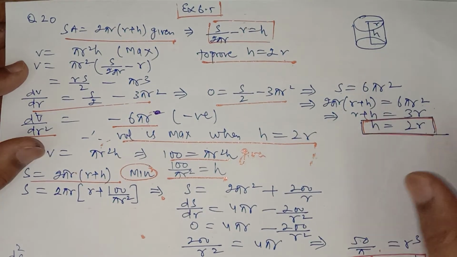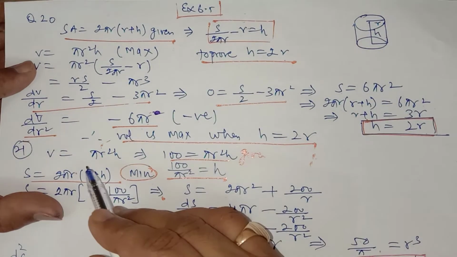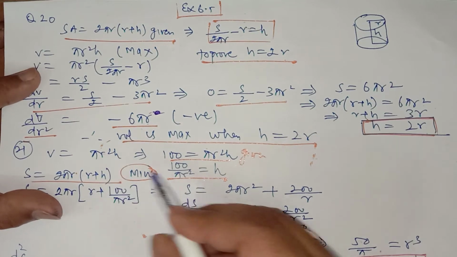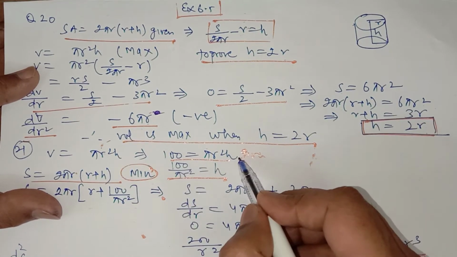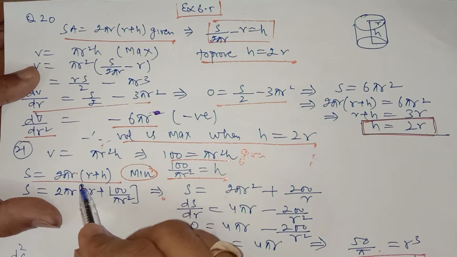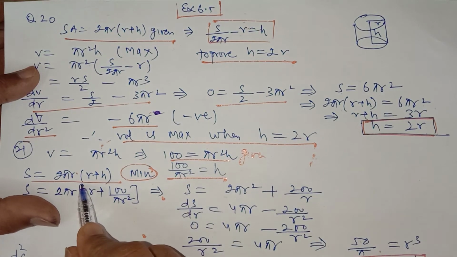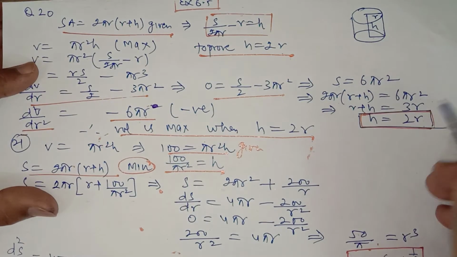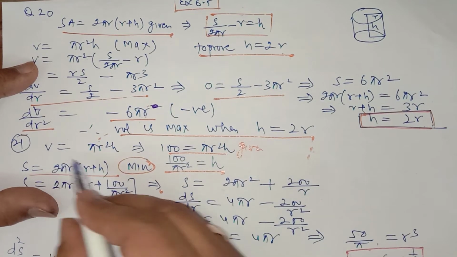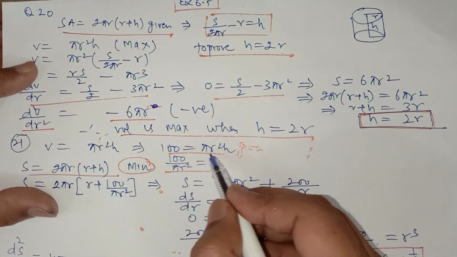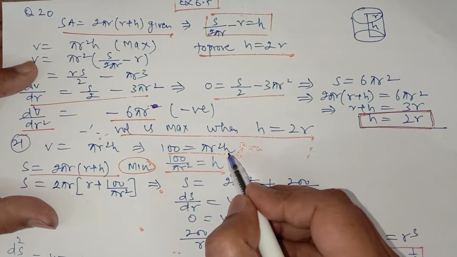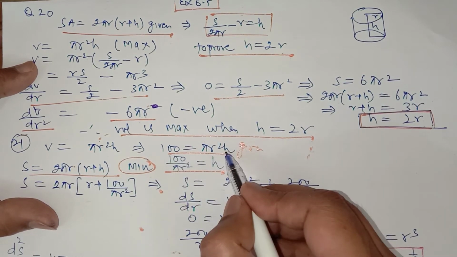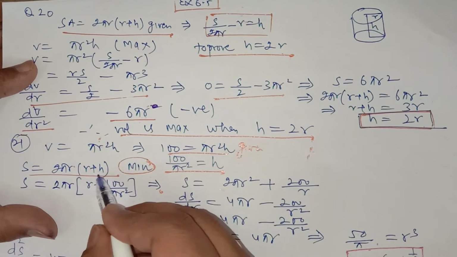In question number 21, it is a totally different question. In this, the volume of the cylinder is given as 100, and you have to prove that its surface area is minimum. You have to find the dimensions of the cylinder, that is, you have to find the radius and height of the cylinder. Now the volume is given as 100, which is equal to pi r square h, and you can eliminate h from this given condition, and s is equal to 2 pi r (r plus h).